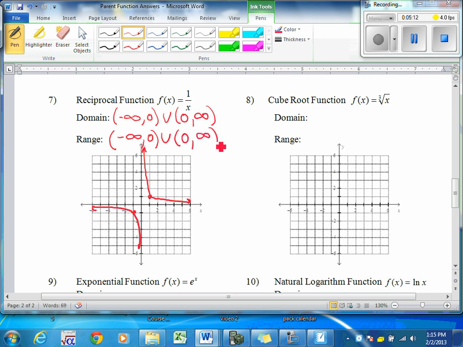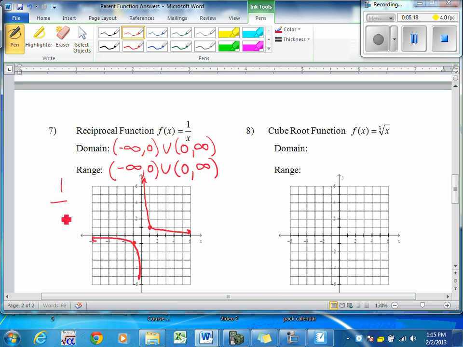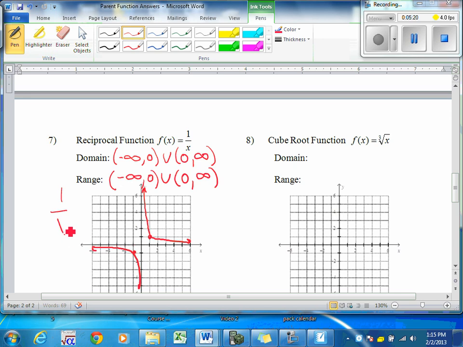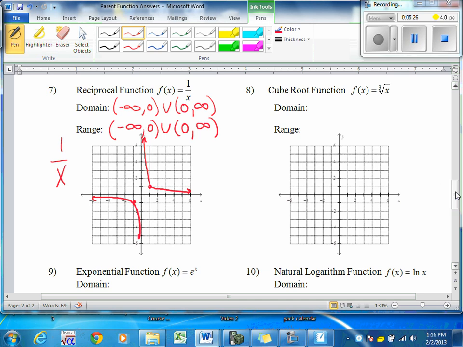You can kind of see why it never equals 0. For a fraction, 1 over x, to equal 0, the top must be 0. The bottom can't be 0 because that's undefined. But if the top has to be 0 to equal 0, and 1 never equals 0, so you cannot put 0 into this function, and it can never equal 0.